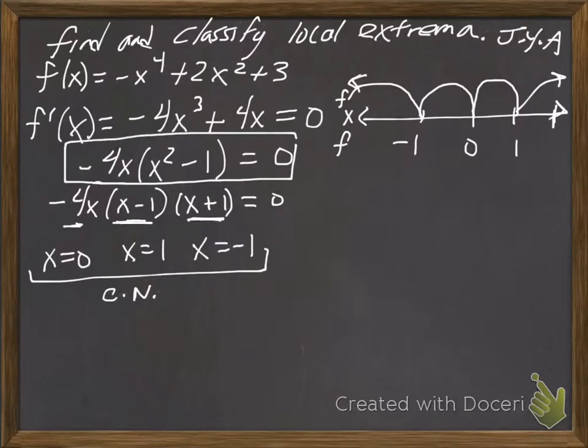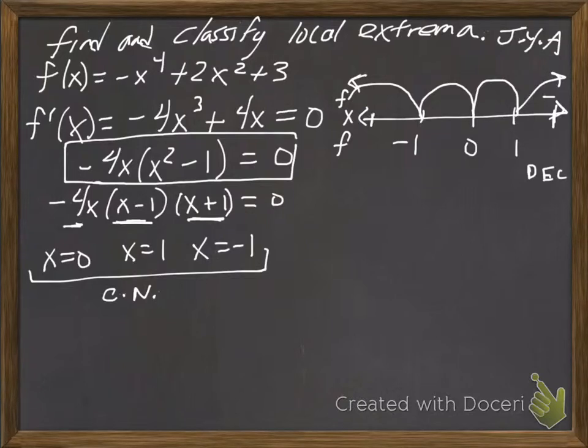negative 4 times a gazillion is a negative number. A gazillion squared minus 1 is a positive number. And a negative times a positive is negative. And if f prime is negative, then f itself is decreasing in that interval. So the number line allows you to convey a lot of information in a very concise space.